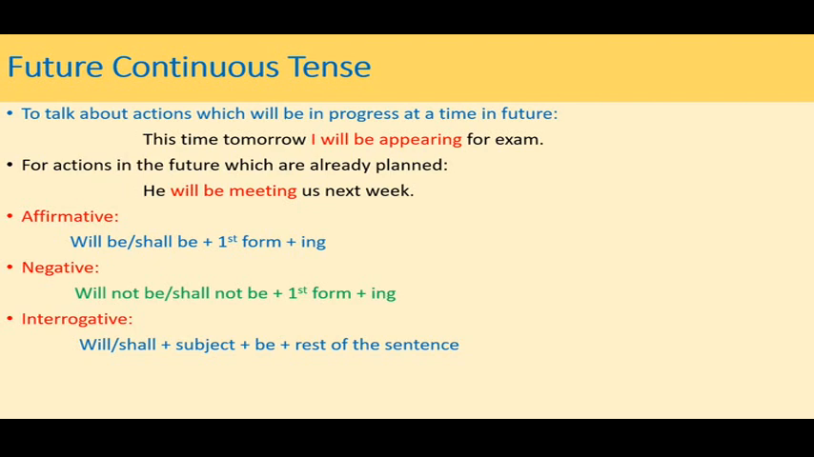And here you have seen the affirmative sentences in which we have used will or shall plus be plus first form and ing. And if we make their negative, then it will be: he will not be meeting us next week. And its interrogative will be: will he be meeting us next week?